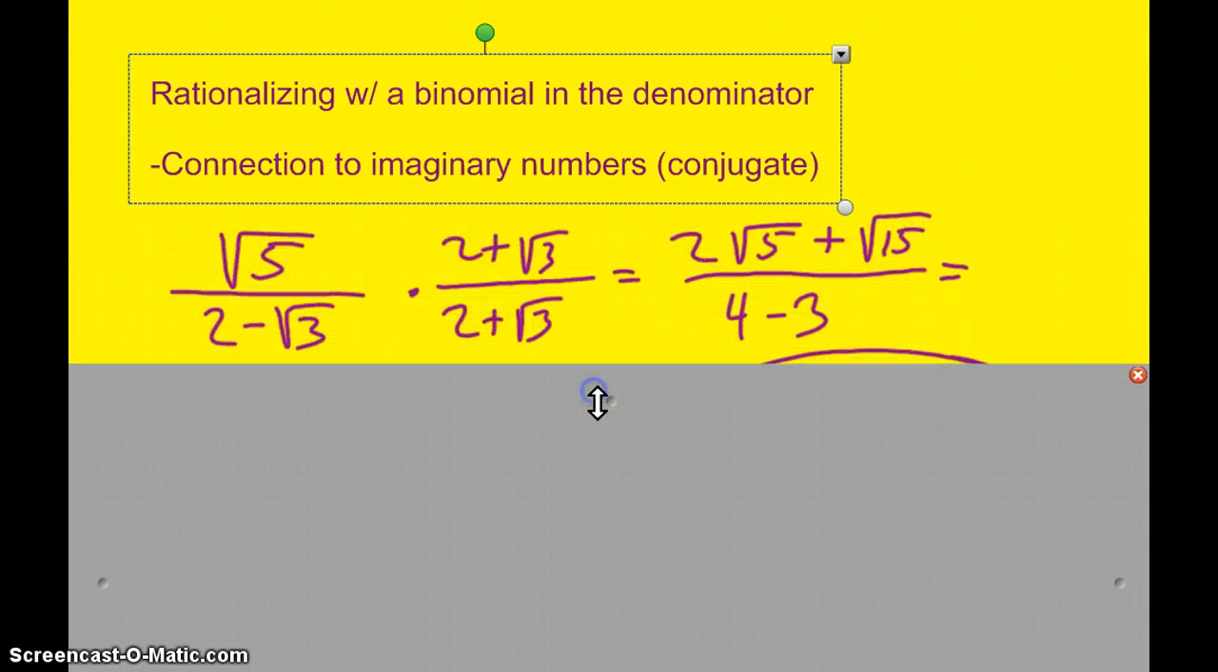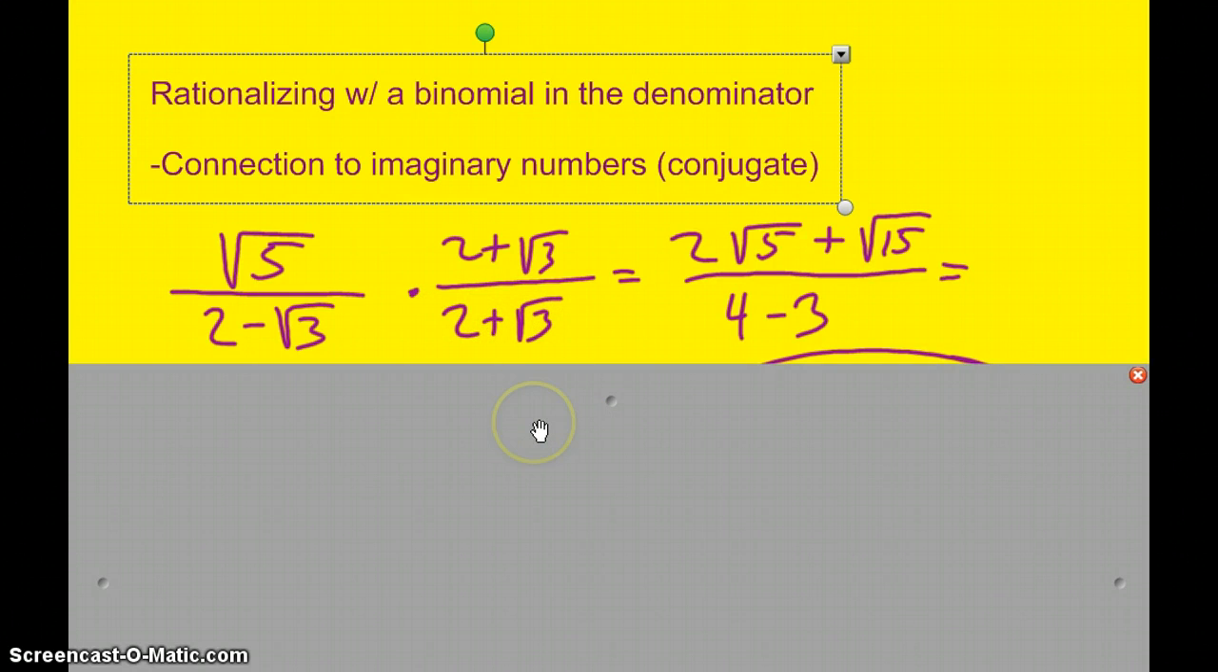So if I have a problem such as this, radical 5 over 2 minus radical 3, in order to get that radical out of the bottom, I can't multiply just by the square root of 3 because I have to use the distributive property and multiply everything on bottom by the square root of 3. So that would not eliminate a radical from the denominator. In order to eliminate the radical, I have to multiply by the conjugate, which is 2 plus the radical 3.